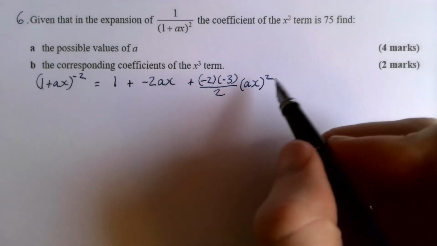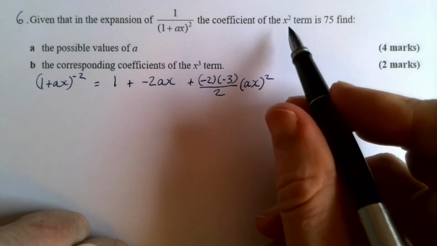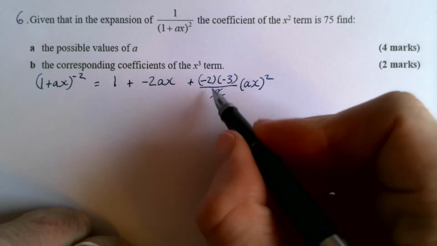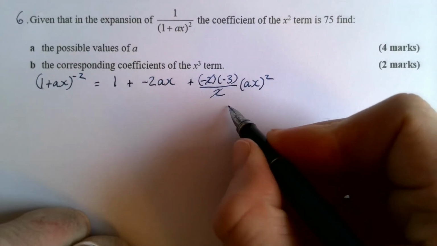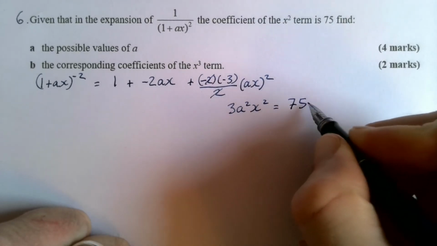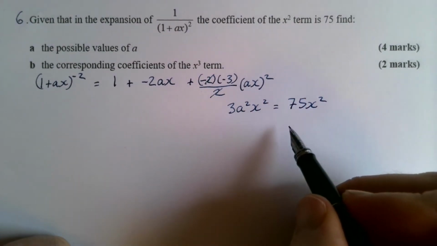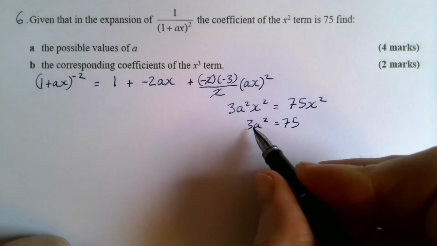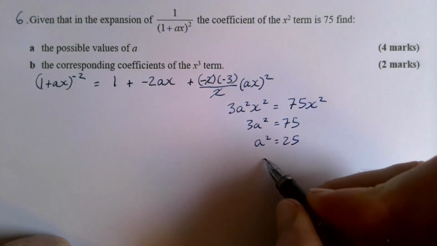So this is the bit we're looking at, and what we're being told is that the x squared term is 75. So what that means is, if I just cancel that out first of all, and then a negative times a negative is going to be positive, that's going to give me 3a squared x squared. What they're saying is that that should give us 75x squared. So we can then ignore the x squareds and just say 3a squared equals 75. Divide by 3. a squared is 25. Square root of 25 is 5.